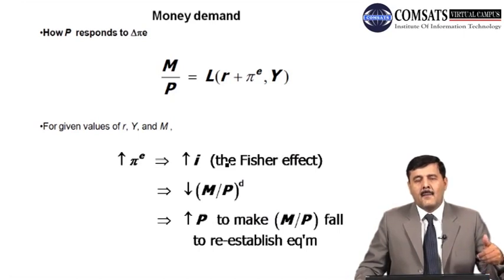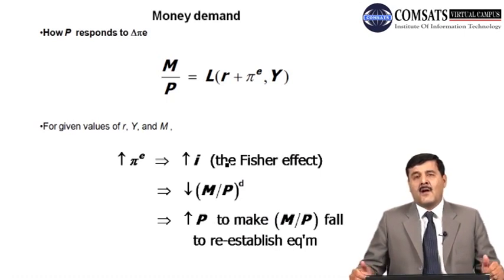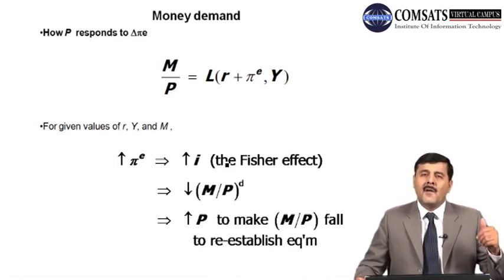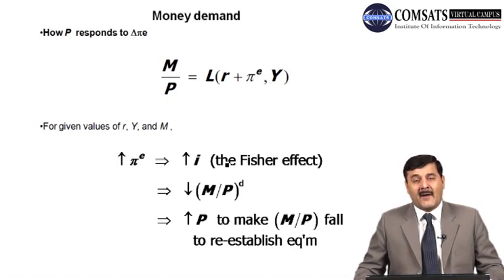As we said, when expected inflation rises, increases in the economy, this will lead to a change or increase in the nominal interest rate. The nominal interest rate in the economy will increase, and this is because of the Fisher effect. In the Fisher effect, the nominal interest rate and the inflation rate have a positive relationship: when expected inflation increases, the nominal interest rate increases, right? When the nominal interest rate rises, and we know that the nominal interest rate is one of the determinants of demand for money, M over P will go down and then P basically increases, and P makes demand for money fall to re-establish equilibrium in the market. So this is how P responds to a change in expected inflation.